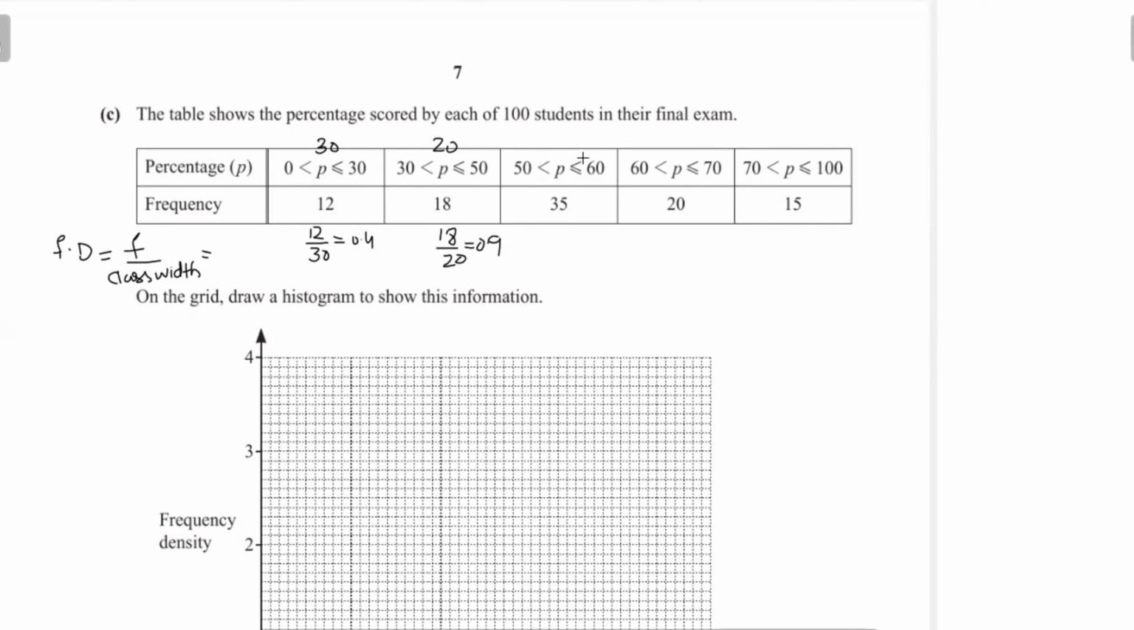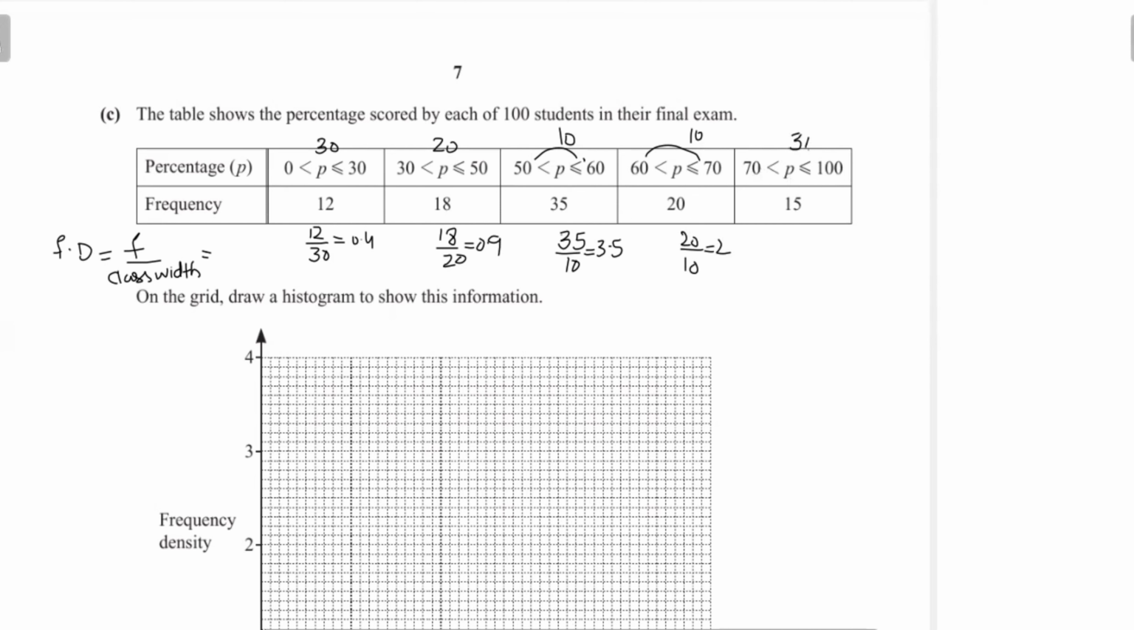And the next interval here is 50 to 60. The class width is 10. And the frequency density will be 35 over 10. That will be equal to 3.5. And the next interval is 60 to 70, the class width is 10 and the frequency is 20. That is 20 over 10. That's equal to 2. And next is 70 to 100.